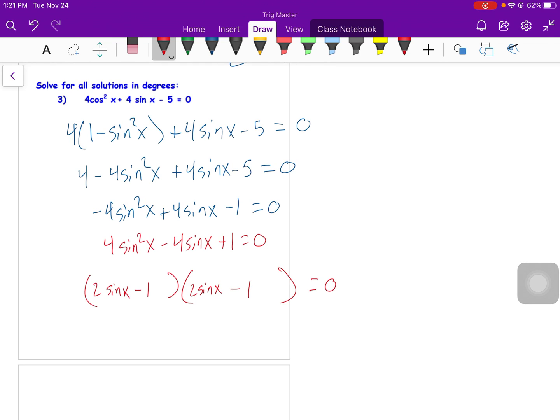I'm going to be able to get this. Now, you could rewrite this as 2 sine x minus 1 squared. I don't really care that much, because either way, you're going to get that thing has to equal 0. I don't have to do an or because this is the exact same thing. Add 1 to both sides.